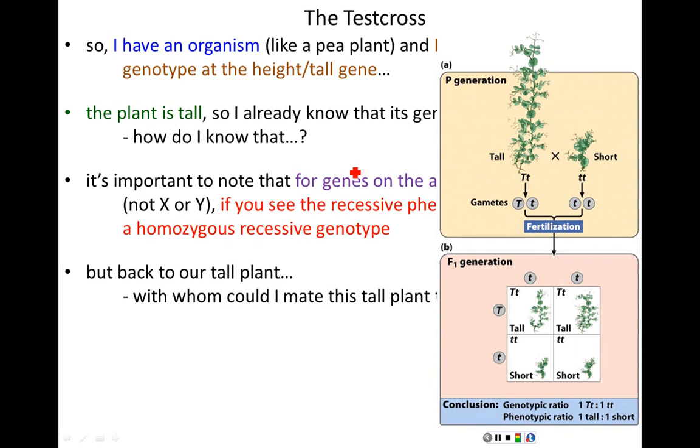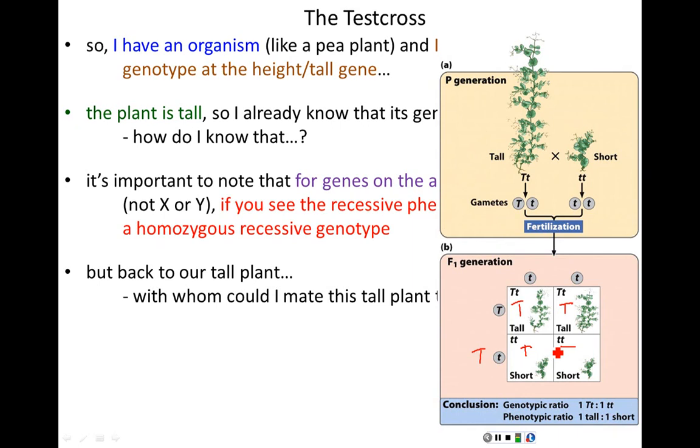And as we said in the last lecture, if my tall plant is big T, homozygous dominant, then that tall plant has nothing to contribute to the next generation but dominant T alleles, and every single plant in the subsequent generation would be tall. So that's the prediction. I take my tall plant of an unknown genotype, I mate it with a short plant. If 100% of my baby plants are tall, then I know that my tall parent is homozygous tall.